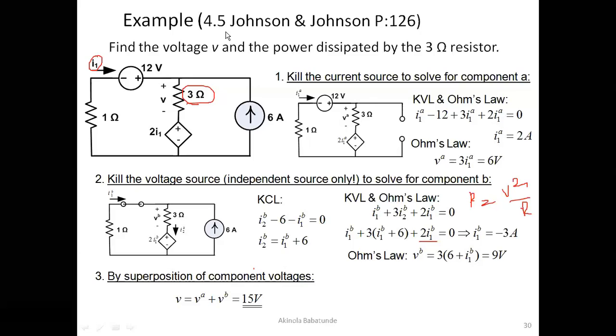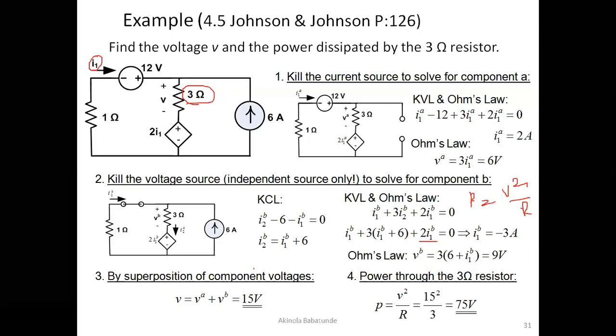Now that we have 15 volts, we can then go ahead and find our power, which is now going to be equal to V squared over R, and that's 15 squared over 3, and that gives us 75 watts. Okay, this is very important for us. So the power dissipated by the 3 ohm resistor will be equal to 75 watts.